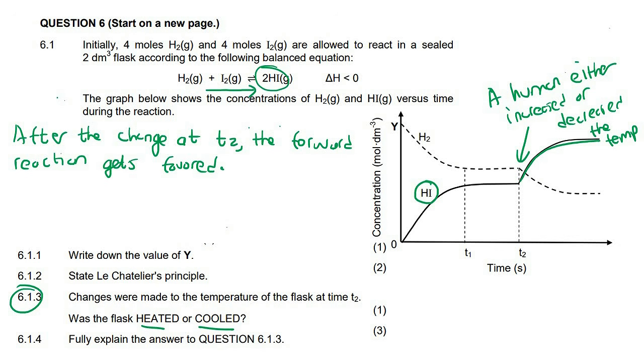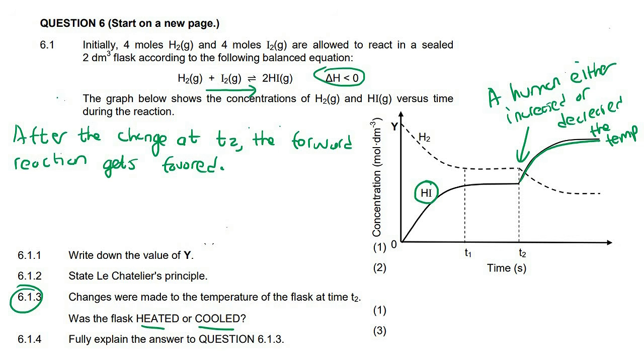Now you have to think about why the system is doing this. Remember, the system is always trying to go to the opposite of what the person did. So the forward reaction is favored. Now we know that the forward reaction is exothermic.